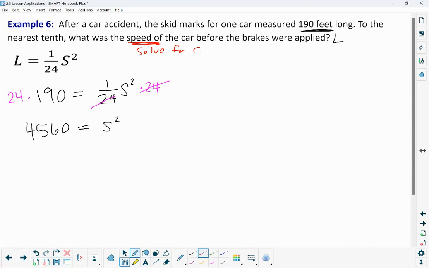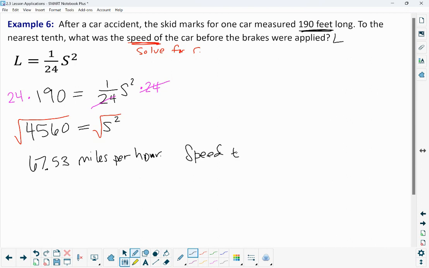So we're ready to apply our square root because we have our squared term by itself. We don't need a plus or minus here because the car is not going negative miles per hour. So when we take the square root of 4,560, we get 67.53 miles per hour. And that is the speed of the car.